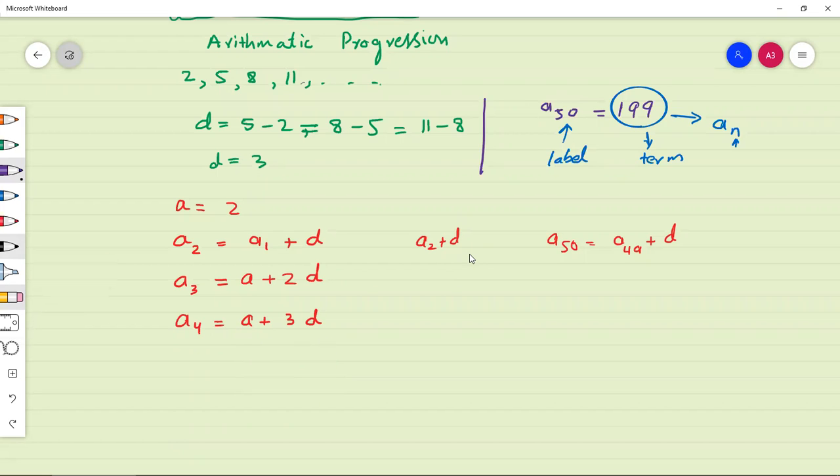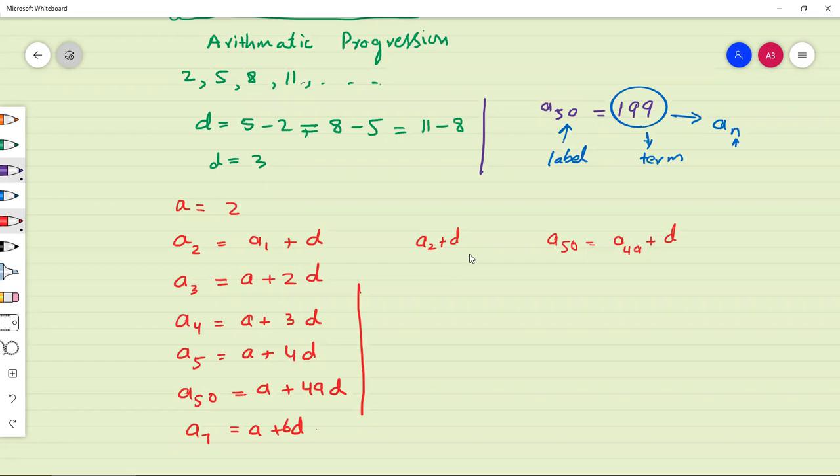So this is the right way to write the any term formula. So the next, A4, now you can calculate or you can understand the pattern. A5, the first is A plus 4D, one less than this number. Similarly, if I say A50, then it would be A plus 49D.